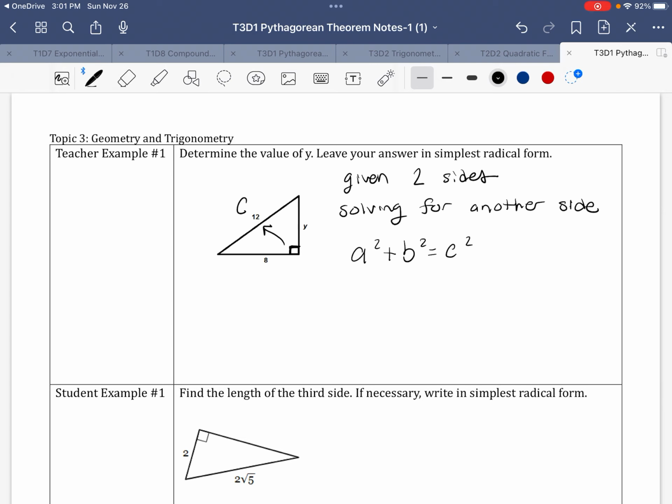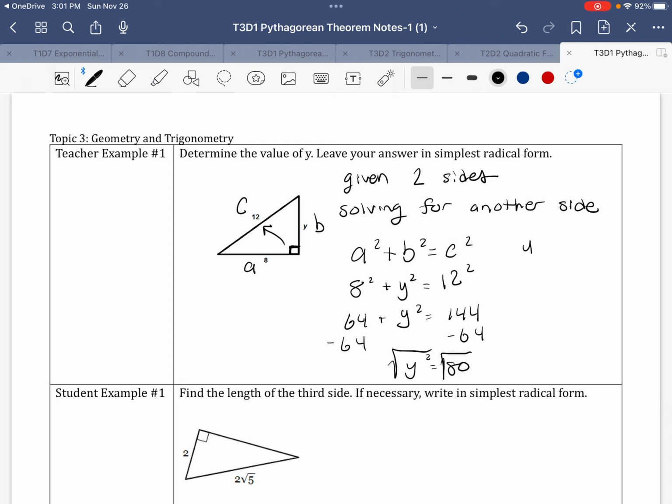In this case, 12 is my hypotenuse, which makes a and b 8 and y. And again, a and b are interchangeable. So now I'm going to plug those values in. 8 squared plus y squared equals 12 squared. 64 plus y squared equals 144. Subtract, and then y squared equals 80. Square root, y equals the square root of 80.